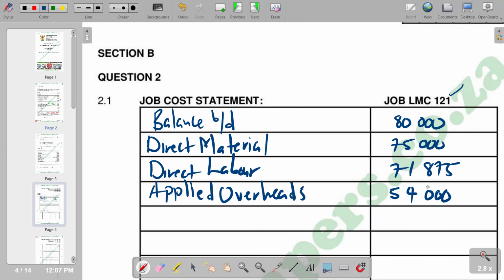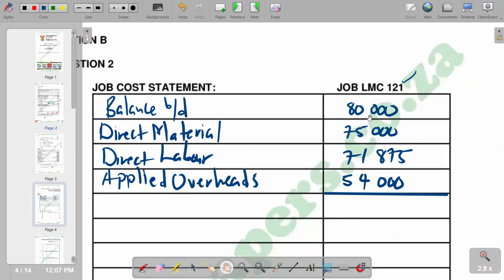So we now add to get the total production costs, so we can rule off. If you add 80,000 plus 75,000 plus 71,875 plus 54,000, you get a total of 280,875. That becomes our total production cost.